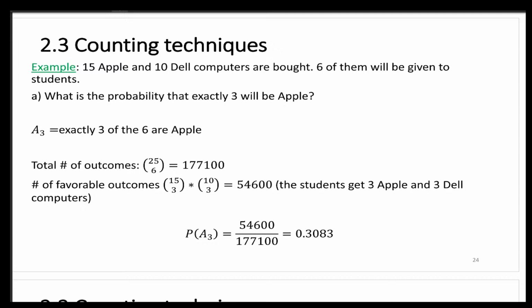So this example says 15 Apple and 10 Dell computers are bought. 6 of them will be given to students. What is the probability that exactly 3 will be Apple? So we'll call it the event A3 equals exactly 3 of the 6 are Apple computers when we give them away. Well, the total number of ways to give away 6 computers would be 25 choose 6.